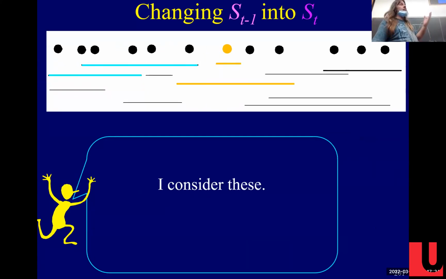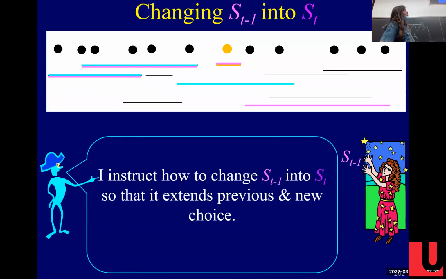Let's think about what the algorithm does. It takes the leftmost uncovered point, considers its intervals, and takes the one that goes furthest to the right. So that's what the algorithm takes. But the fairy godmother, if she had it, that would be great. But if she doesn't have it, what will our instructions be to her? Take it and drop that.